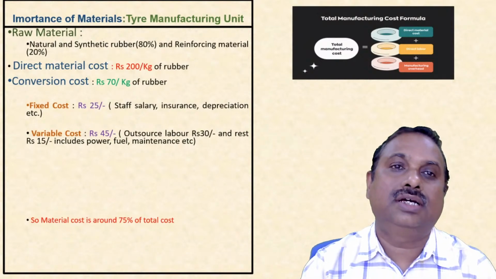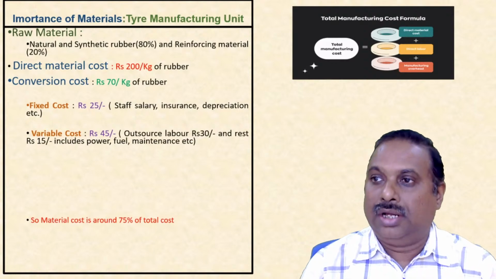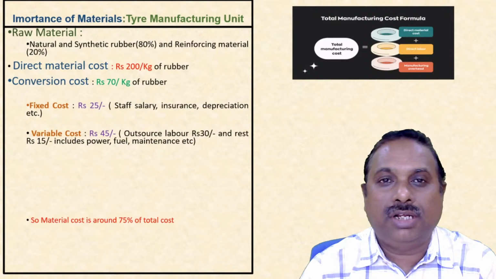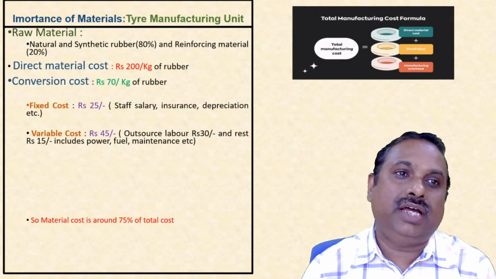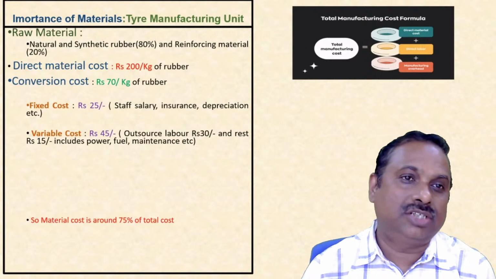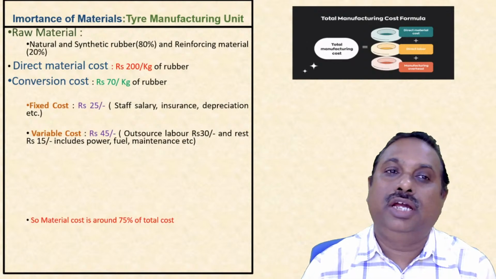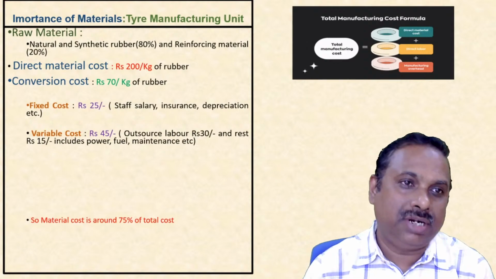Let us first discuss the importance of materials. Consider a manufacturing unit, say a tire manufacturing unit. The raw material for a tire is mainly rubber, might be natural or synthetic or a combination of both. 80% is rubber and 20% reinforcing material.